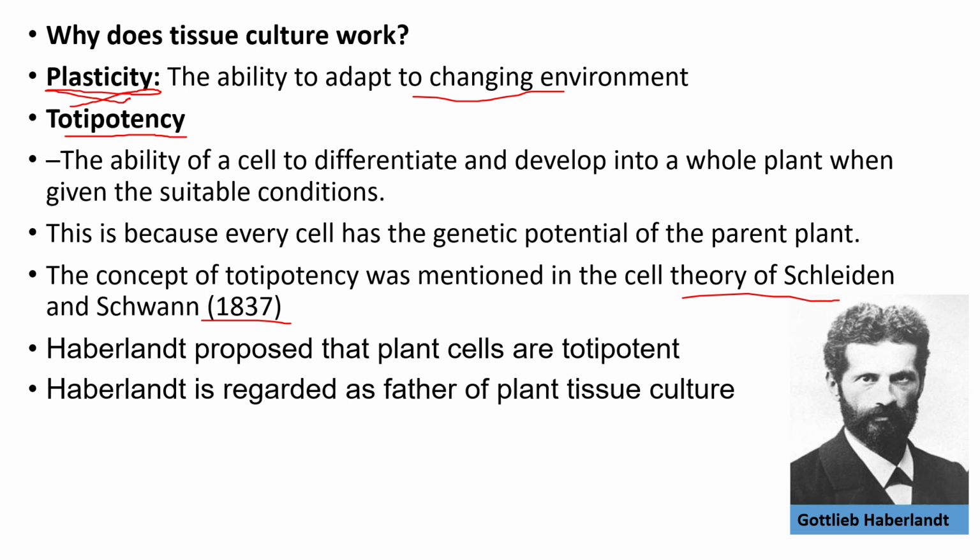And the scientist Gottlieb Haberlandt did many research works, and from his experiments he found that plant cells are totipotent, and he is considered the father of plant tissue culture. So the father of plant tissue culture is Gottlieb Haberlandt. Through his experiments, he concluded that plant cells are totipotent.